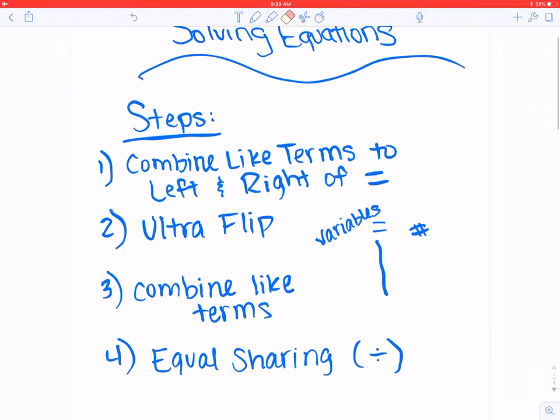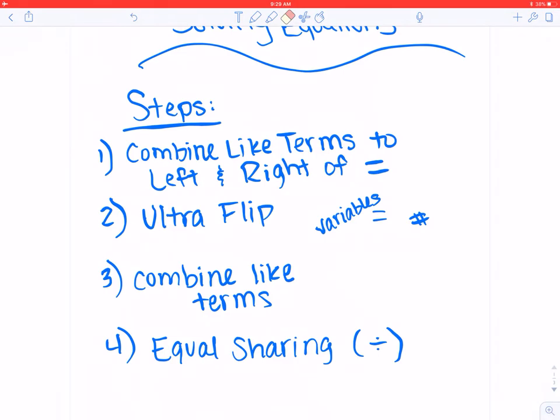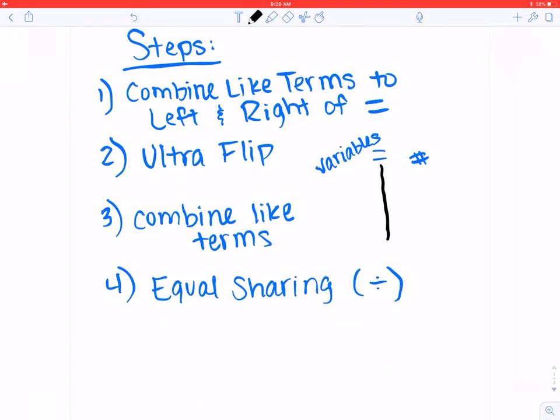Then we need to ultra flip. Remember, this is our ultra flip line. Whoops. We need to ultra flip over that line, all our variables to one side, our numbers to the other. It does not matter which side your variables go on and which side your numbers go on. You're going to combine those like terms, and then we need to do equal sharing, which is dividing.